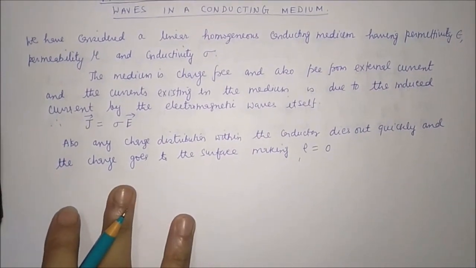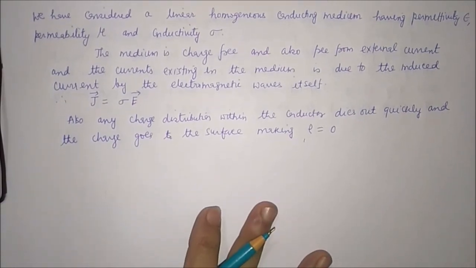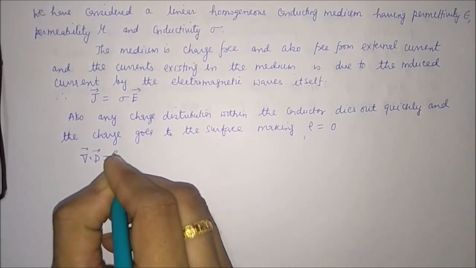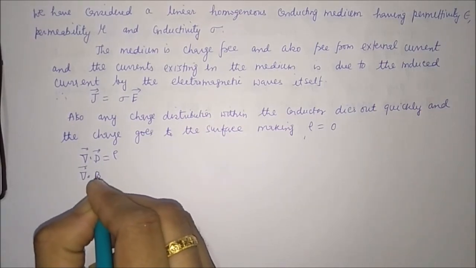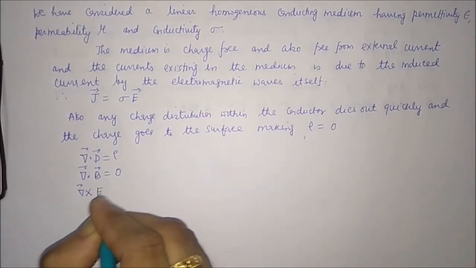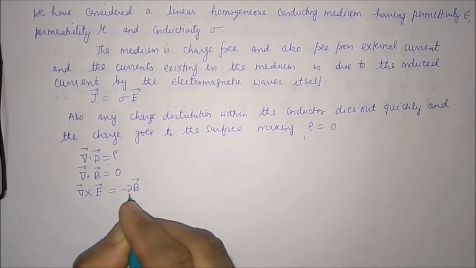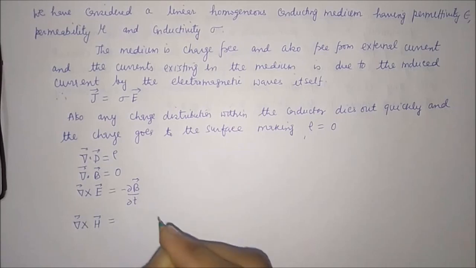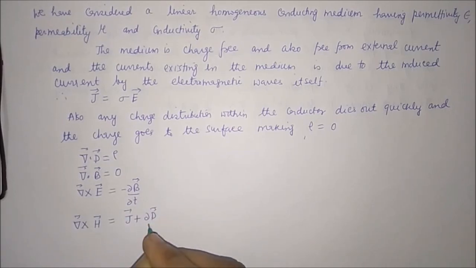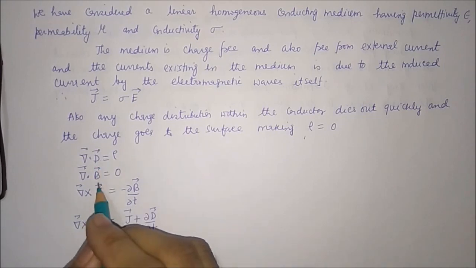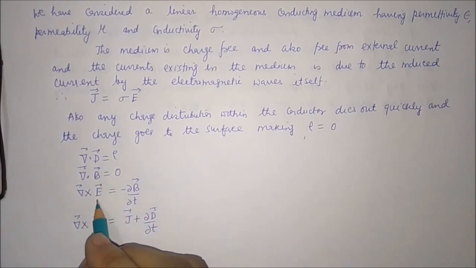Now we have Maxwell's field equations as del dot D equal to rho, del dot B equal to zero, del cross E equal to minus dou B by dou t, and del cross H equal to J plus dou D by dou t, where D is the displacement vector, B is the magnetic induction vector, E is the electric field, H is the magnetic field.